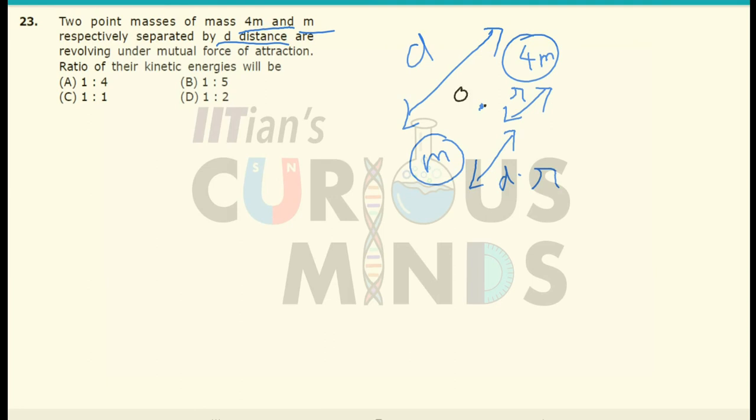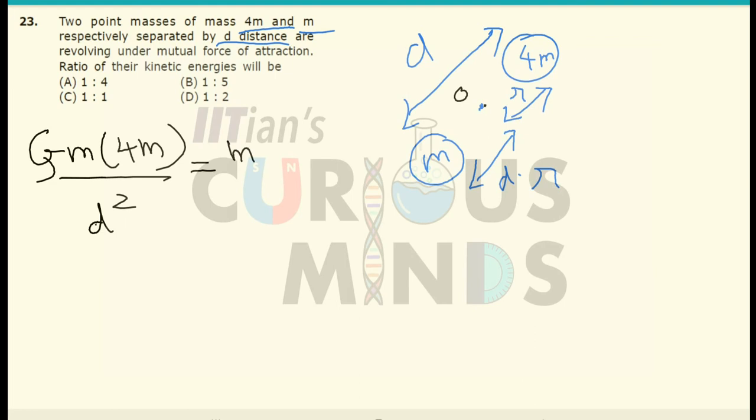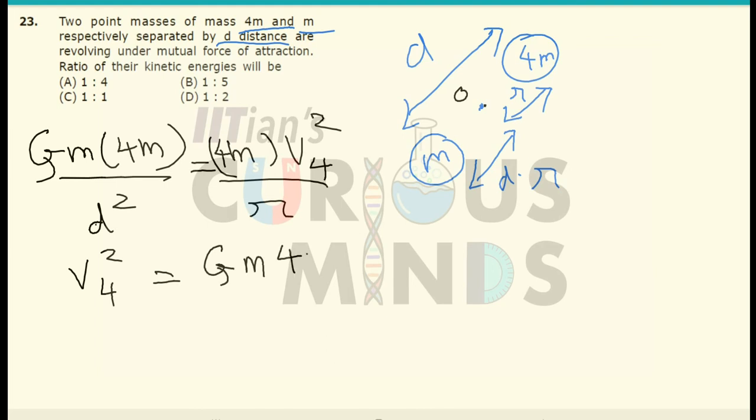So I can say that the gravitational force on 4m will be equal to G m 4m divided by d square, which will be equal to the centripetal force, which is equal to 4m into v4 the whole square divided by r. So v4 square will be equal to G m 4m divided by 4m into r divided by d square.